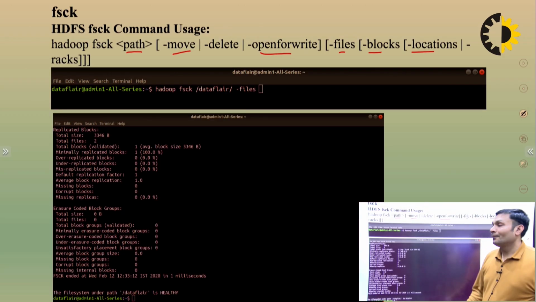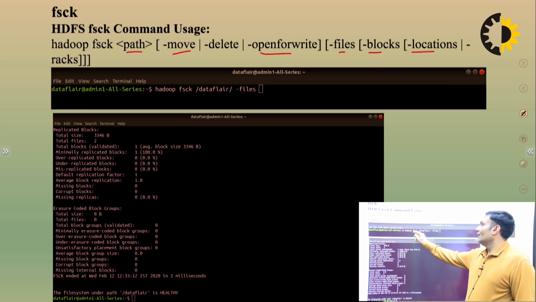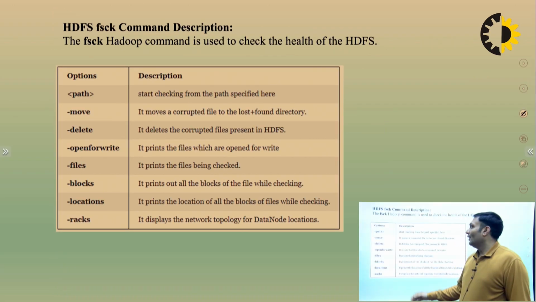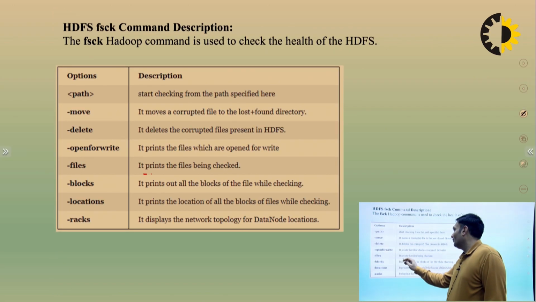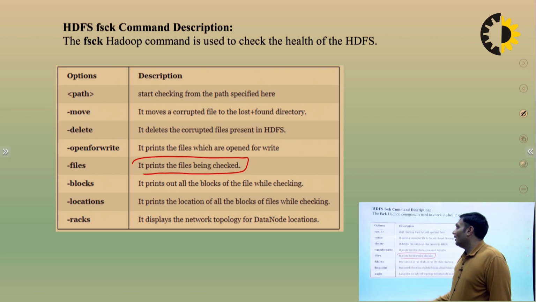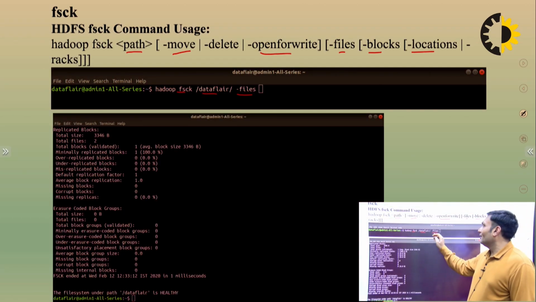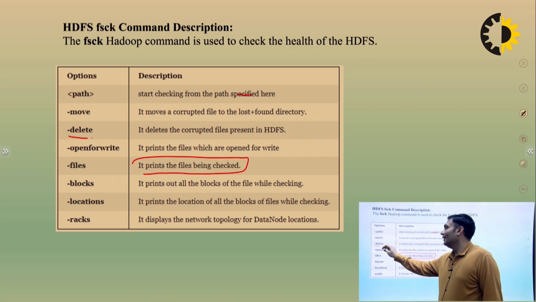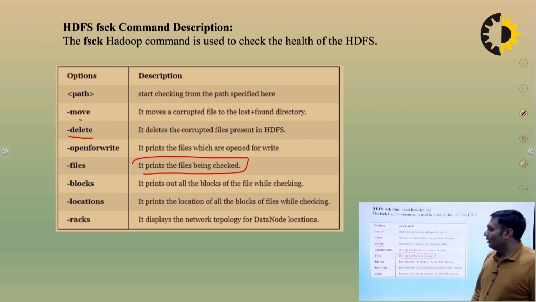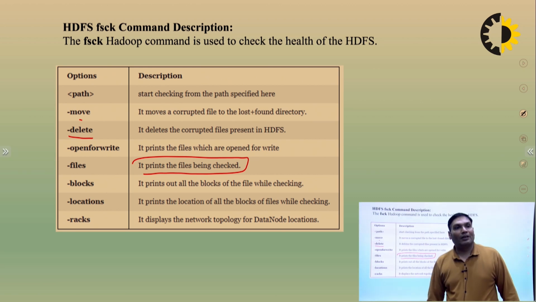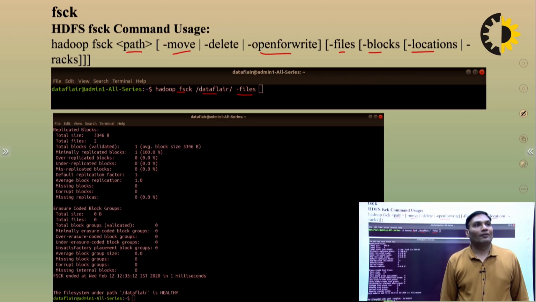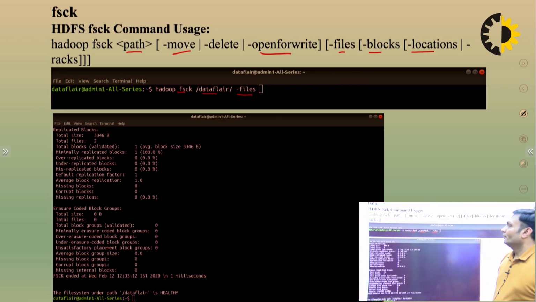So here if I am putting fsck dataflair -files, it will display the files, right? Files means it will print the files being checked. Now I can put another option in place of files. What options can be put? Either delete can be put, or move, blocks, locations, racks. Multiple options are there. So in this way, the fsck command works.